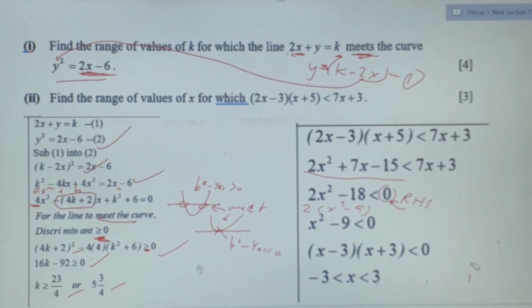So what must you do? You draw the happy face. Then this is minus 3, this is 3. Then you want less than 0 here. So your x is between minus 3 to 3. And don't have equal. So that's all. Okay? So we'll end here.